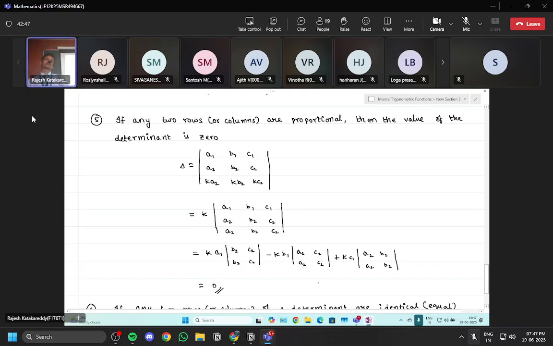Proportional means their ratios are the same. If any two rows or columns have their elements in the same ratio, then the value of determinant must be 0. If any two rows or columns are identical, again in that case also the value of determinant must be 0.